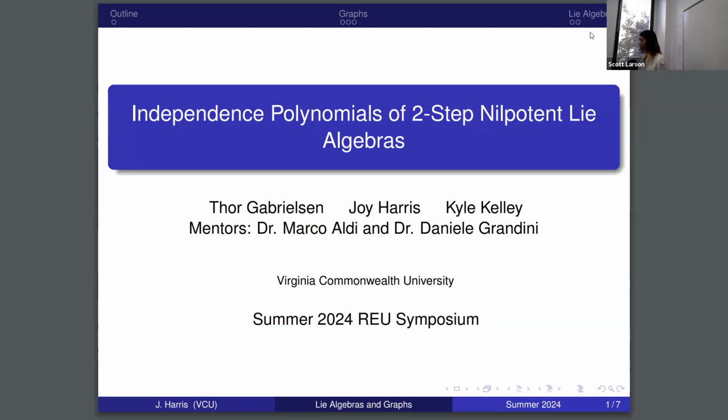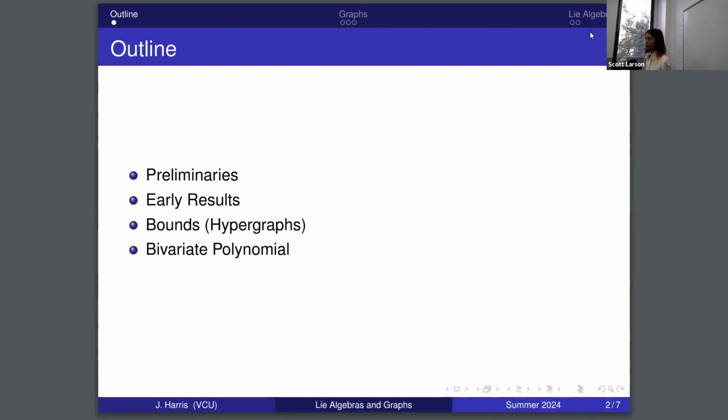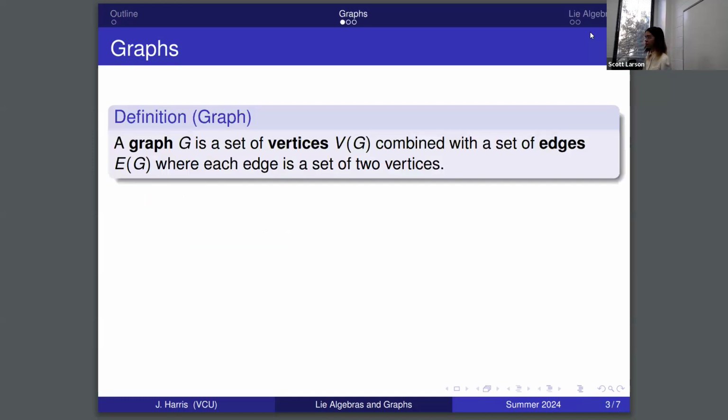To outline what this talk is going to be about: the first bit is just going to be preliminaries to make sure that everybody is on the same page about both graph theory as well as some Lie algebra stuff. Then I'm going to move on to some of the earlier results in the project, and then into some bounds on what's going to end up being the single variable independence polynomial. And then going into what ended up being the main result of this project, which was the bivariate independence polynomial.